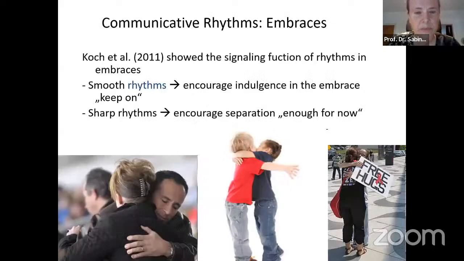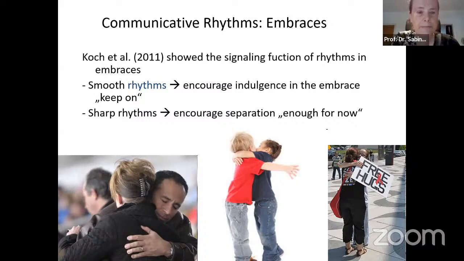And then we did the embrace study. We looked at rhythms, how they are used when you embrace other people. Because usually when we embrace, and Kestenberg described that, we use a smooth rhythm first. And then at a certain point, we start to use a sharp rhythm. And that's usually the signal to separate, to part from each other. So we wanted to check whether that is actually the way we can observe it.